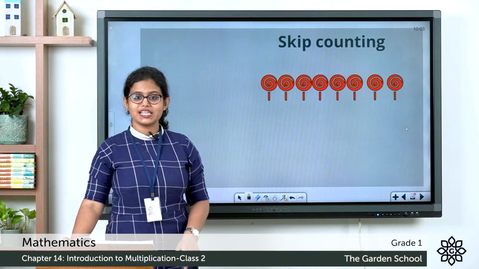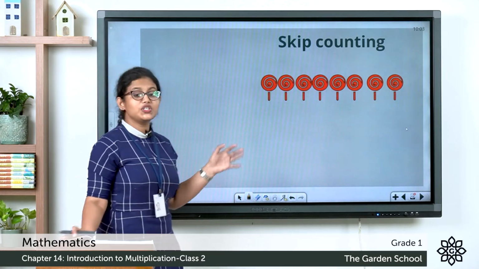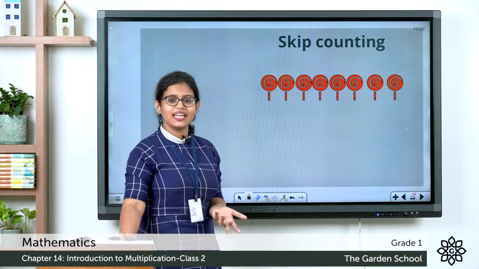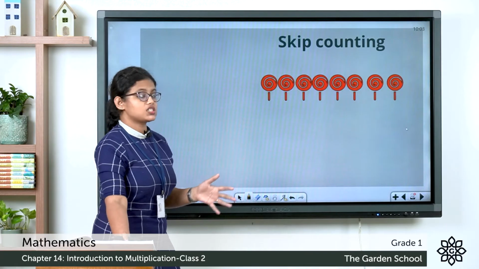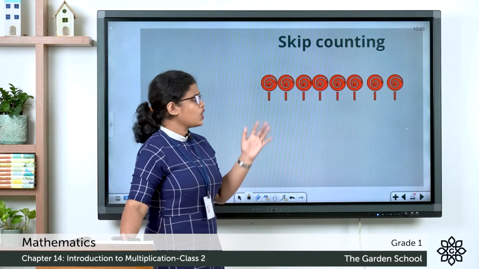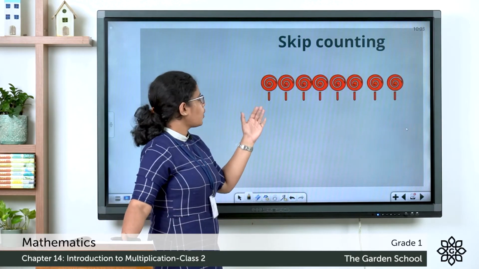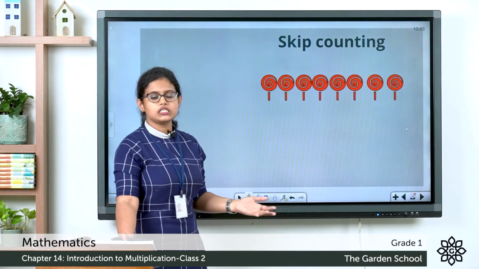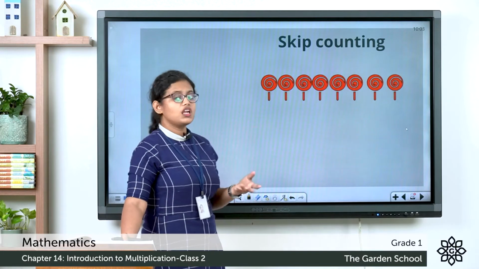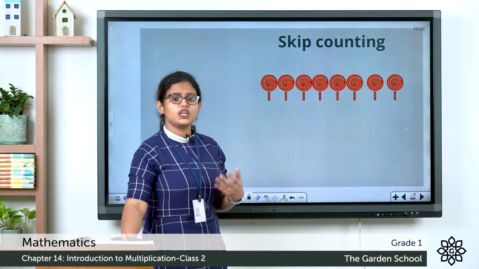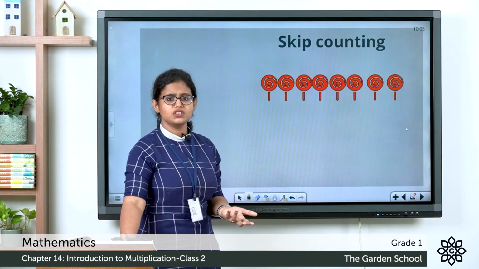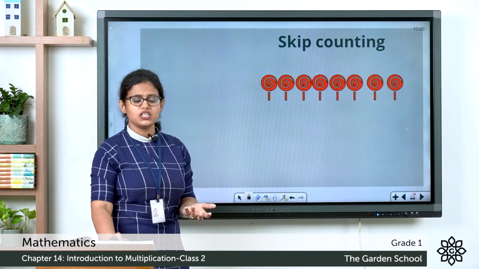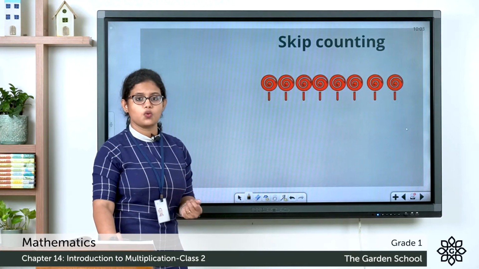Let me show you an example. Here you can see lollipops. Do you all like lollipops? How many lollipops are there? 1, 2, 3, 4, 5, 6, 7, 8. It's easy to count, right? There are 8 lollipops. If there are more lollipops, it is difficult for you to count.